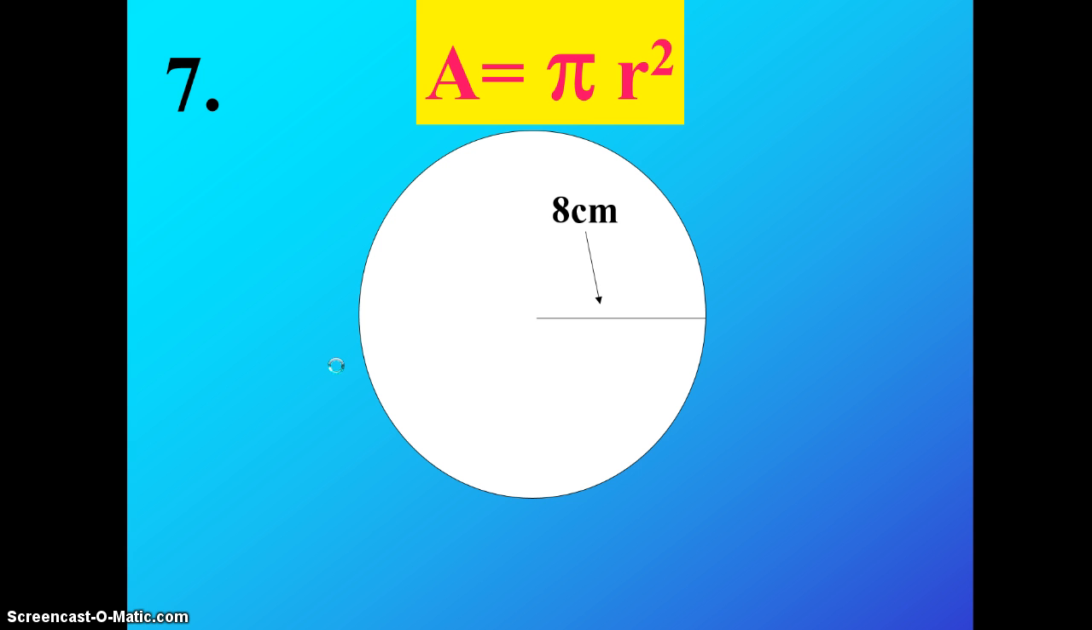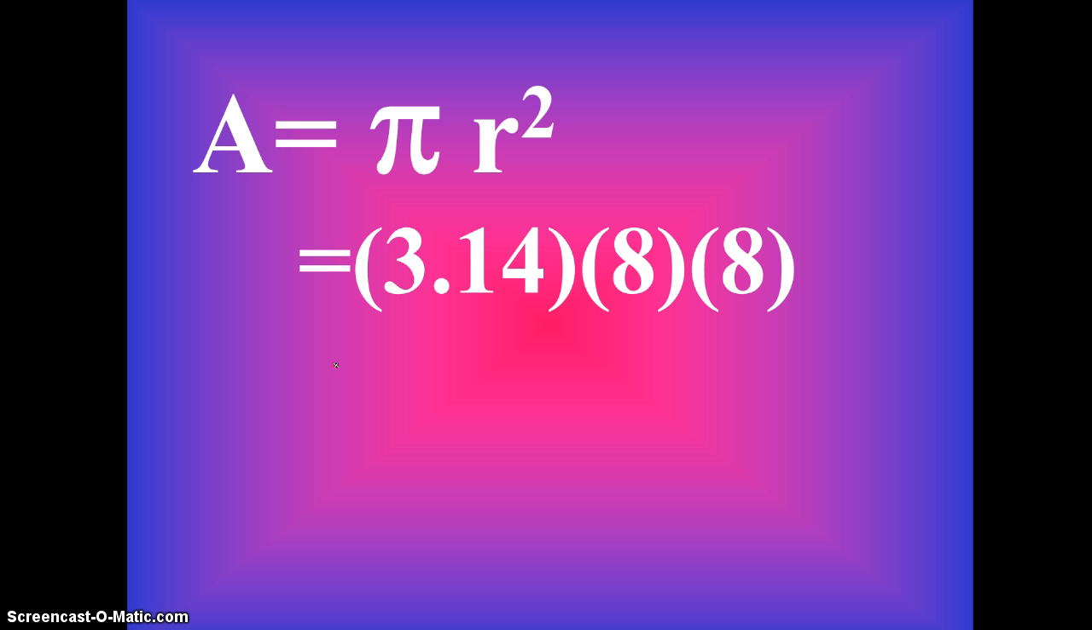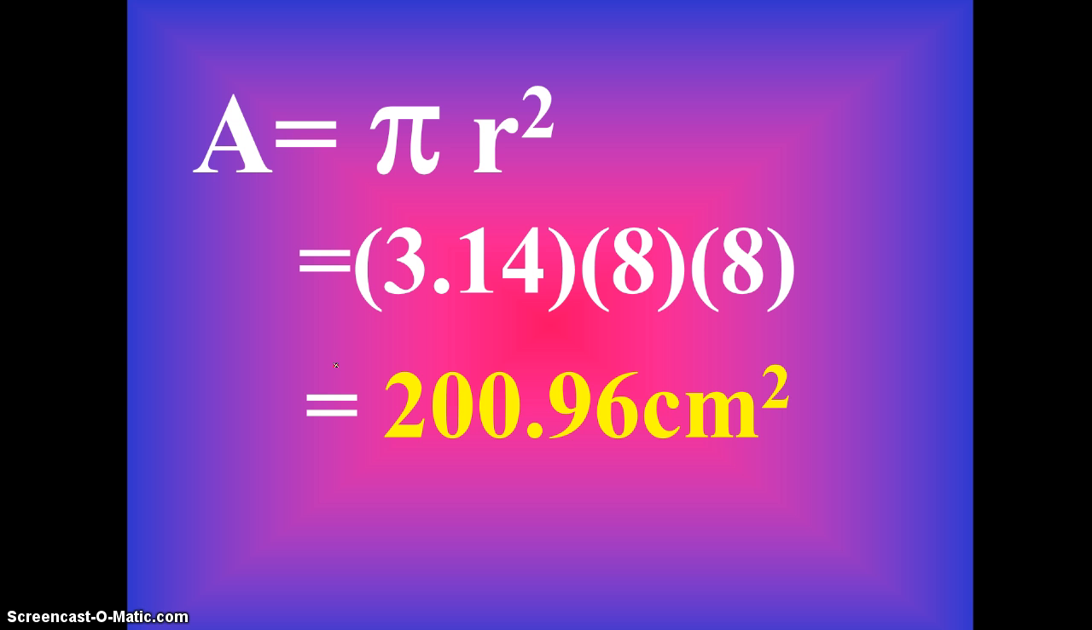And here we have a circle that has a radius of 8 centimeters. We'll plug it into our formula, 3.14 times 8 squared. Go ahead and do that calculation. If you press pause while you're doing it, I'm going to go ahead and put the answer up, 200 and 96 hundredths centimeters squared.